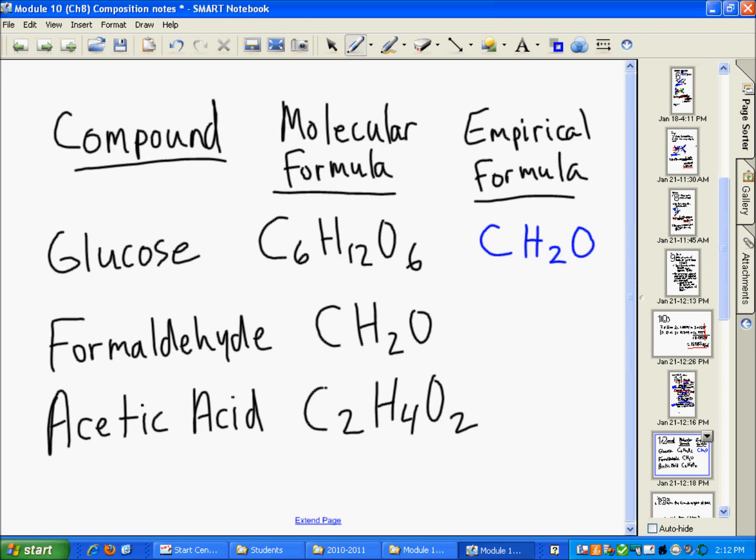Formaldehyde already is in lowest terms because you can't divide it down any further. So the empirical formula for formaldehyde is CH2O. And turns out they're the same. You're right. Good observation. For acetic acid, all the numbers are divisible by 2. So what would the empirical formula of acetic acid be? CH2O. Notice they all have the same empirical formula. The molecular formulas are different, but they all have the same empirical formula.